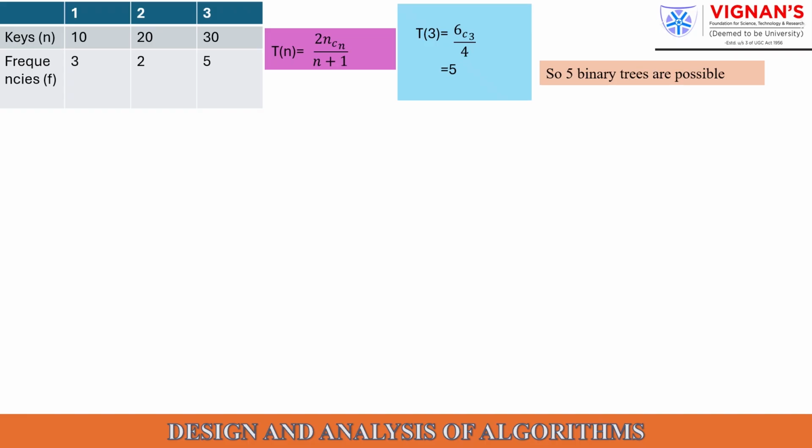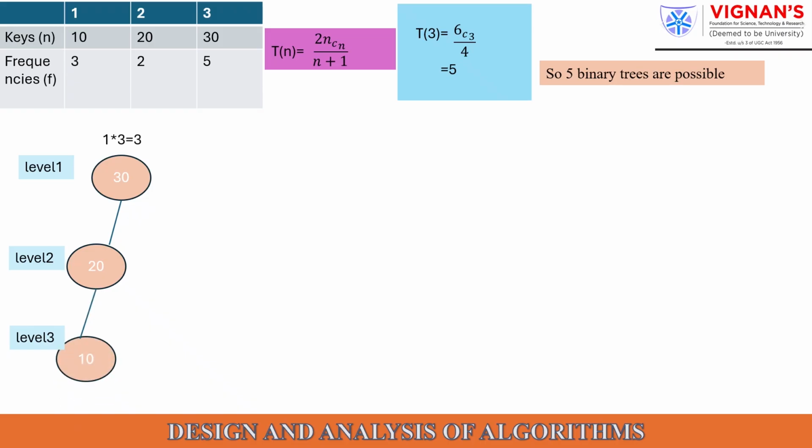Cost calculation rule. In an optimal binary search tree, the cost of each node is calculated as the level of the node multiplied by its frequency. The root node is at level 1, its child at level 2, and the grandchild at level 3. Tree 1 explanation. In the first tree, key 30 is at level 1, key 20 at level 2, and key 10 at level 3. The total cost is calculated as 1 into 5 plus 2 into 2 plus 3 into 3, which gives a total cost of 22.